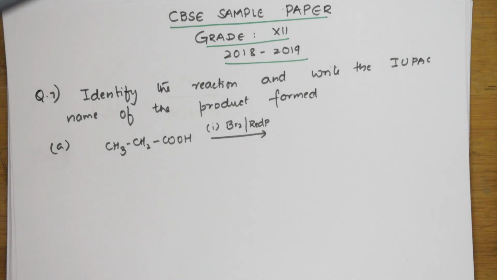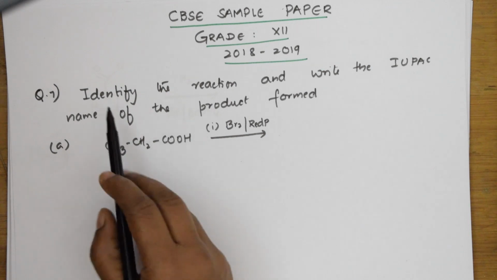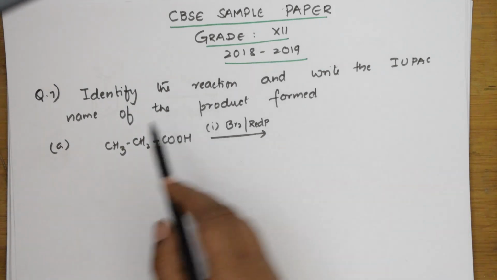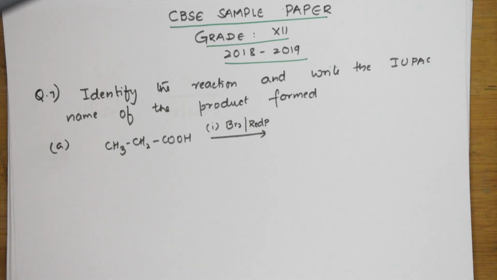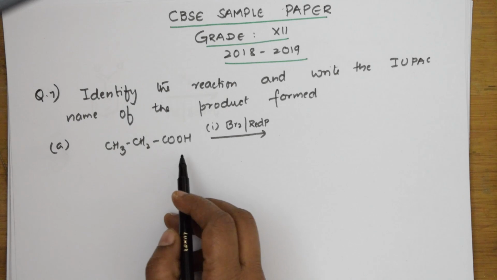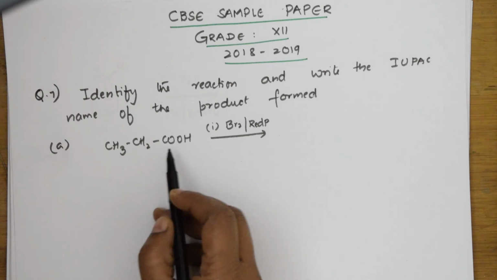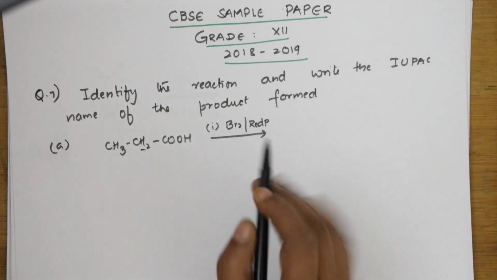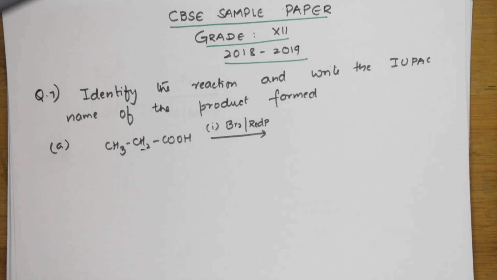Now what did they give us? In question 7 they said identify the reaction and write the IUPAC name of the product formed. First important thing, whenever you see this acid, what is this acid? This is an acid with alpha hydrogen. This is your alpha hydrogen, and when you see the alpha hydrogen with bromine and red phosphorus, immediately you have to get an idea. The reaction which is given to you is HVZ reaction.